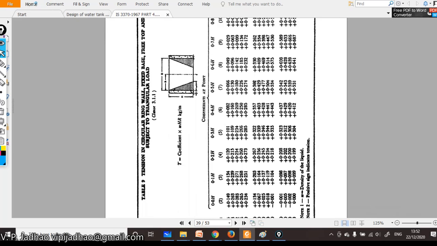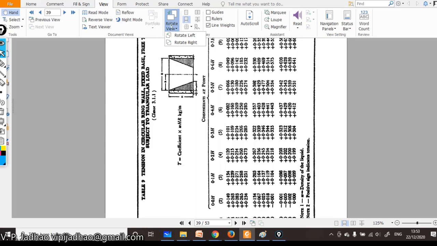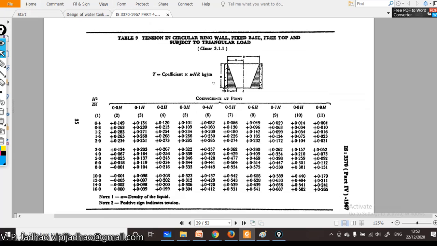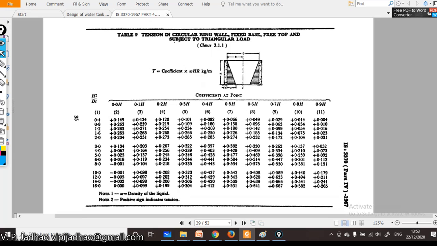Here you can see Table number 9 is there. Just a minute. Yeah, Table number 9 is here, which gives the tension in the circular ring or wall, fixed base, free top and subjected to triangular load.